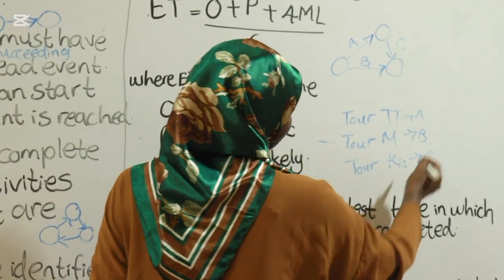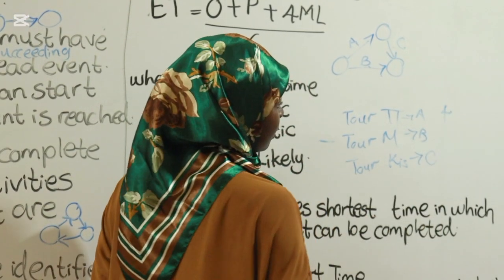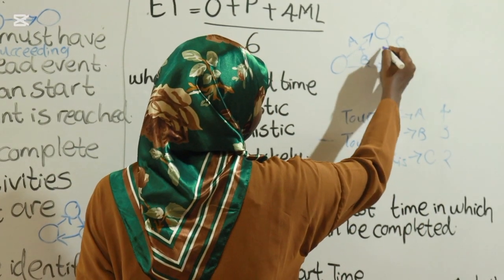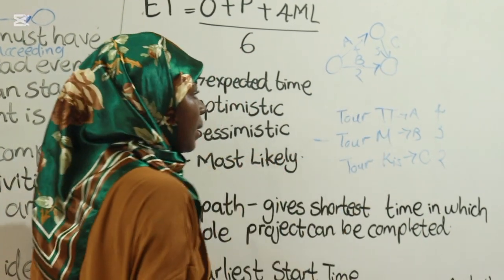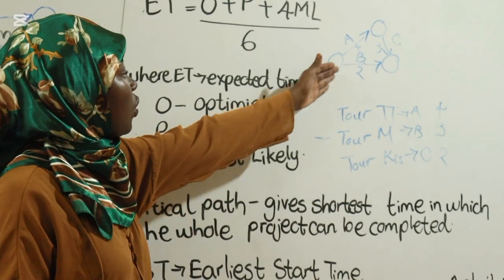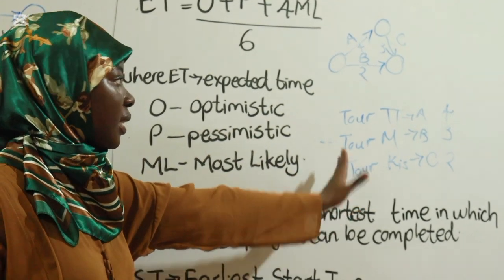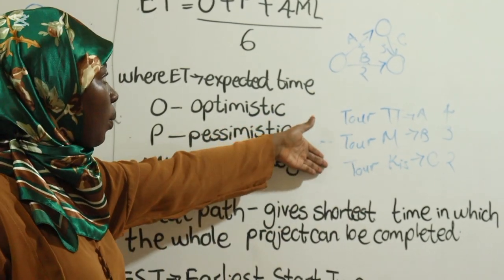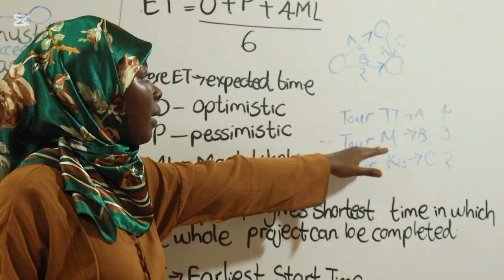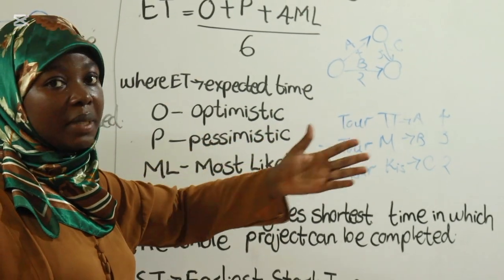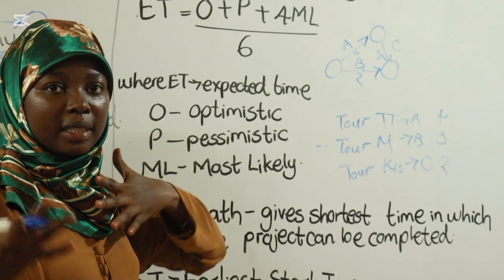So it takes you 4 days to tour Taita Taveta. It takes you 3 days, 2 days. 4, 3, 2. That is basically what it means. You draw your network. Now, when you achieve all these activities, you will have achieved your whole project. And then you take the time estimates. Now the time estimates is basically the time taken to achieve that one activity.